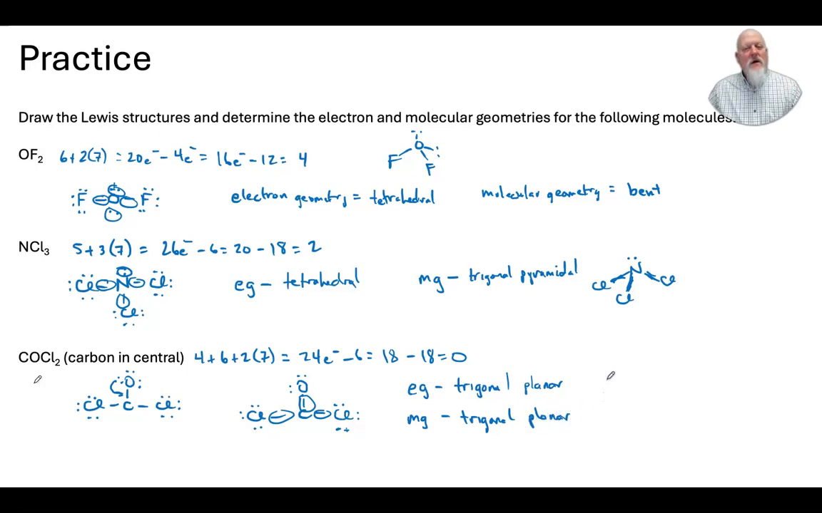Okay, so that's how you do this. Take the Lewis structure, take the atom you're looking at, count the electron groups around it, figure out what the electron group geometry is, or the electron geometry, and then from that figure out where the bonds are, and that's the molecular geometry.